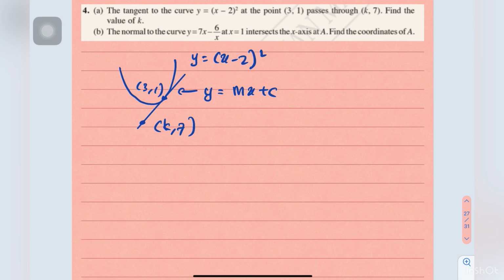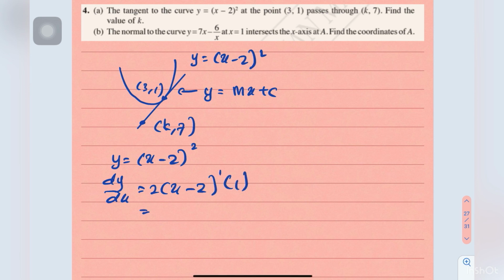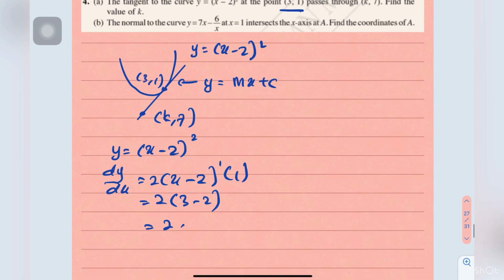For this situation, we have to find the equation of the tangent first. To find the equation of the tangent, we have to find the gradient. Gradient is dy/dx. You start from y equals (x minus 2) to the power of 2. So dy/dx is 2(x minus 2) to the power of 1, times 1. Then we substitute the sharing point of curve and tangent, which is (3, 1). So 2 times (3 minus 2), so dy/dx is 2.